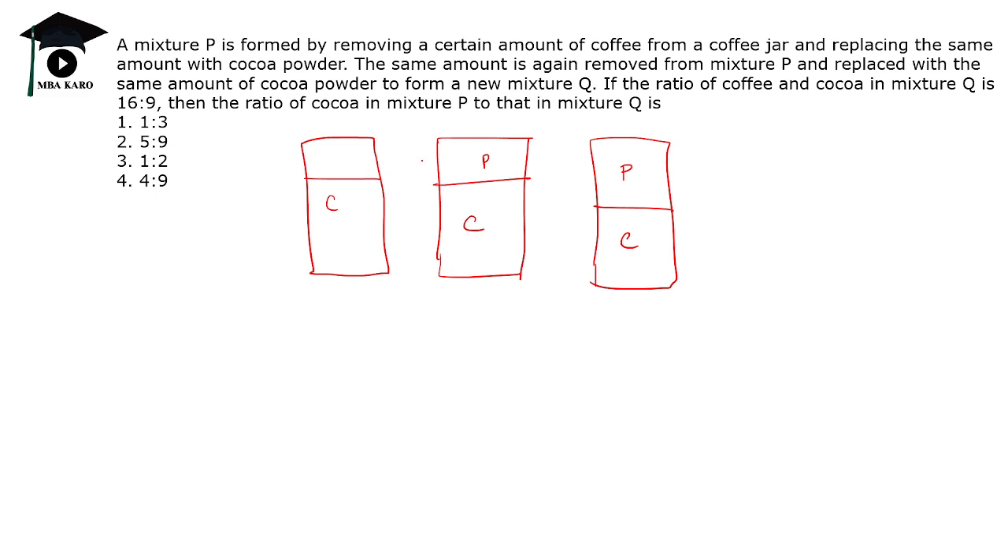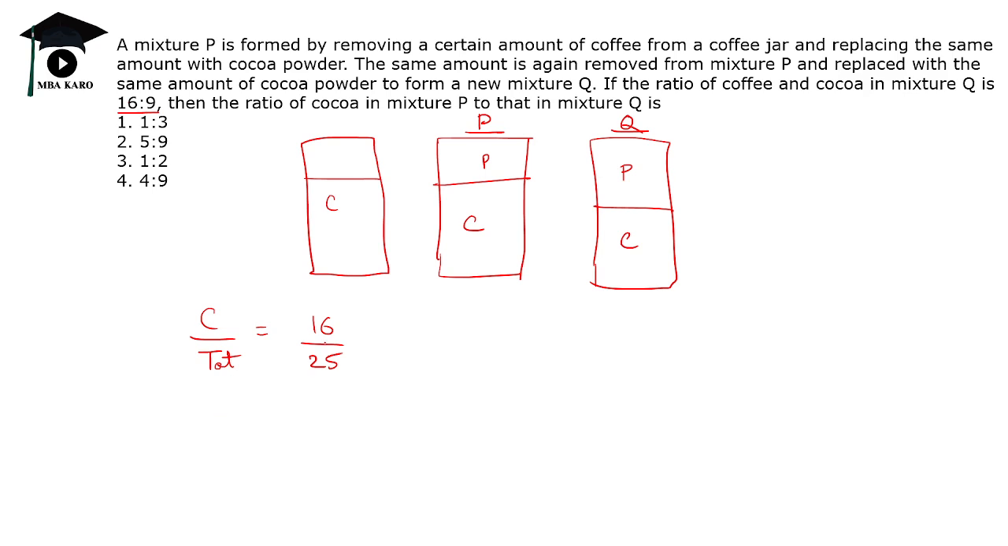Now it is given that 16 ratio 9. So understand this thing. Coffee to total is 16 ratio 25 after two transactions. Coffee is 16, cocoa powder is 9. Okay, so coffee to total is 16 ratio 25 after two transactions. This is mixture Q, this is mixture P.